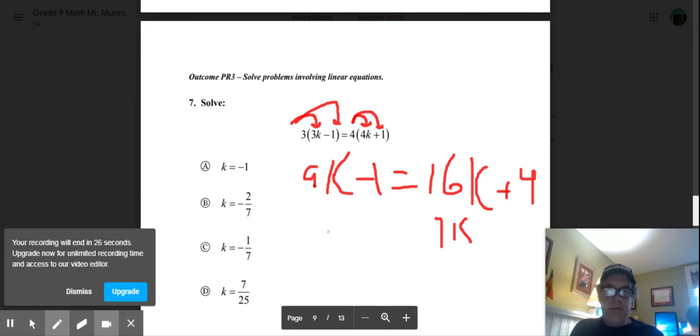Did I make a mistake? Yes, no I didn't, 4 on that side. So 7k plus 4, and that should be a 3, so we're going to go 9k minus 3, I got a minus 1. And you turn into that one at the end.